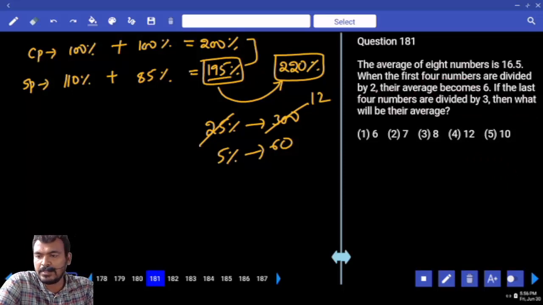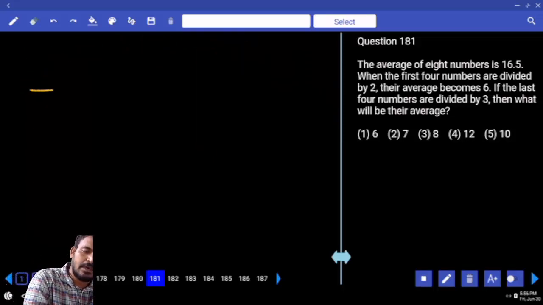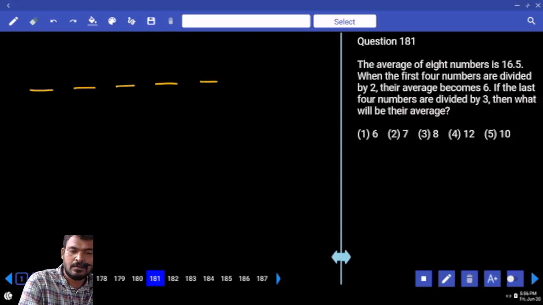Next, 181. The average of 8 numbers is given as how much? 16.5. When the first 4 numbers are divided by 2, their average becomes how much? 6. If the last 4 numbers are divided by 3, then what will be their average? In total, how many numbers are there? 8 numbers.